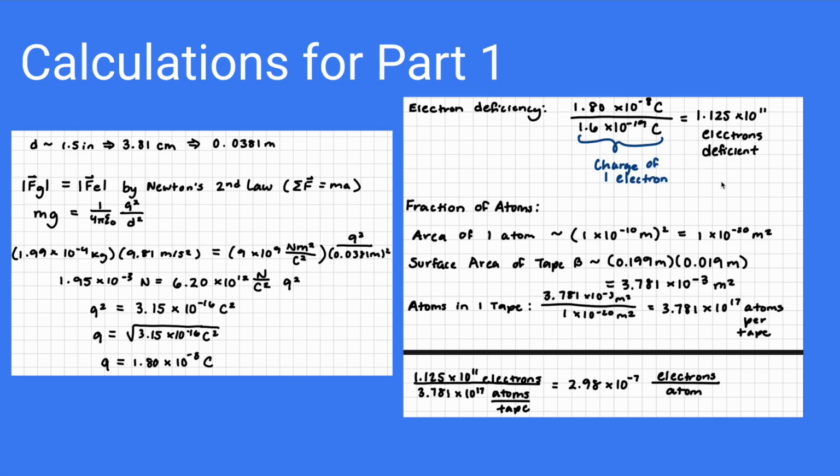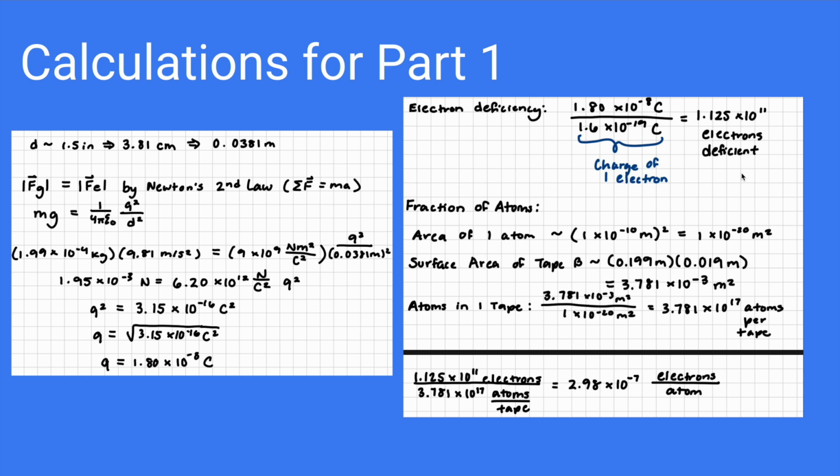So the calculations for part 1: first I measured the distance between tape A and tape B when tape B was floating above tape A. I got that to be 0.0381 meters. And then I set the magnitude of the gravitational force equal to the magnitude of the electrical force and solved for Q, where I got 1.8 times 10 to the negative 8 coulombs. I divided that by the charge of 1 electron to get 1.125 times 10 to the 11 electrons deficient.